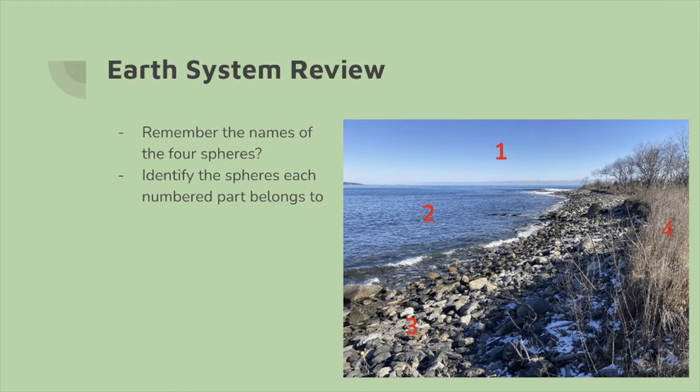So the number 1 there is referring to the air, that nice blue sky, and that is the atmosphere. Number 2 is the water, the nice Atlantic Ocean there, and that refers to the hydrosphere. Number 3 is in the bottom left corner of the image. It is where all of the rocks are on that shore, and that is the geosphere.